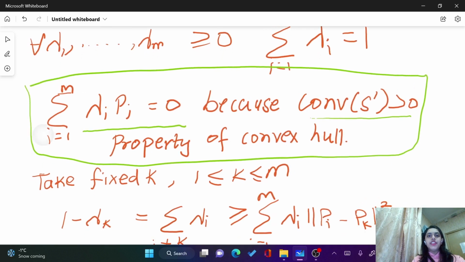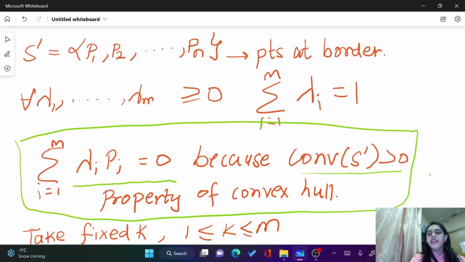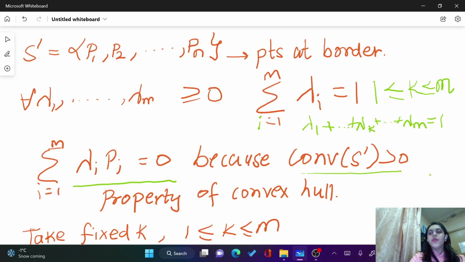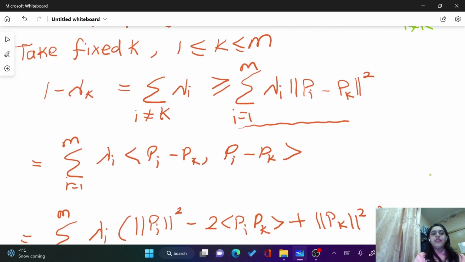So now let's take a k which is fixed. I have i from 1 to m, and k is somewhere between 1 and m. If I open this, it's going to be lambda 1 plus ... plus lambda k plus ... plus lambda m equals 1. So if I want to express 1 minus lambda k, it is equal to the sum over all i not equal to k, up to m, of lambda i, right? This is what I tried to write here, this step, which is of course going to be greater than or equal to this expression.